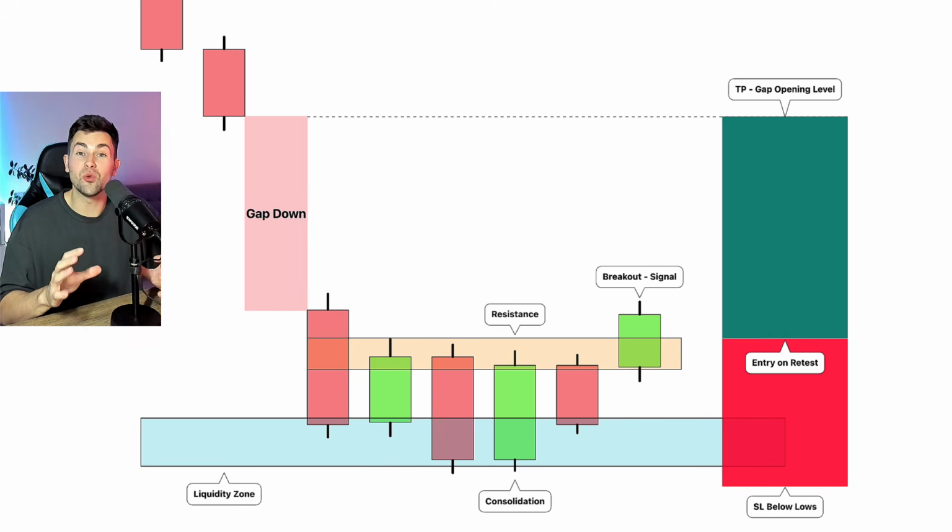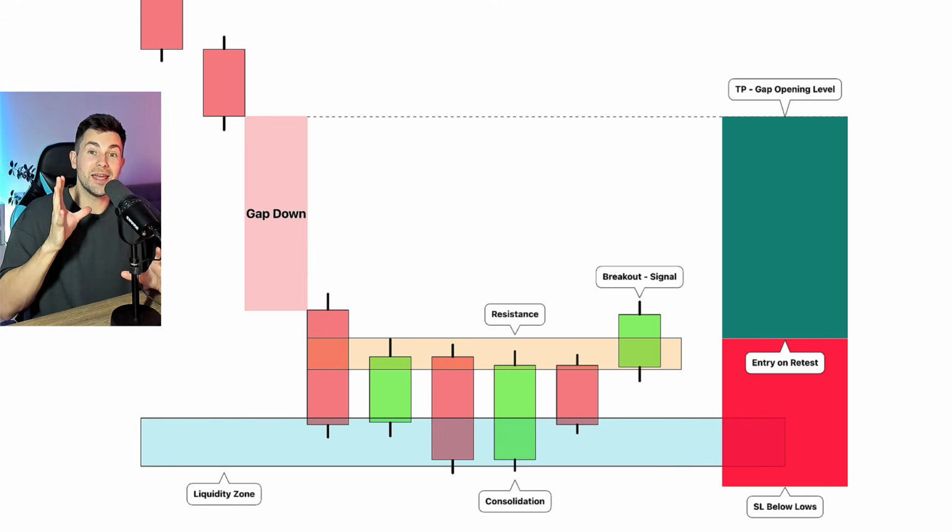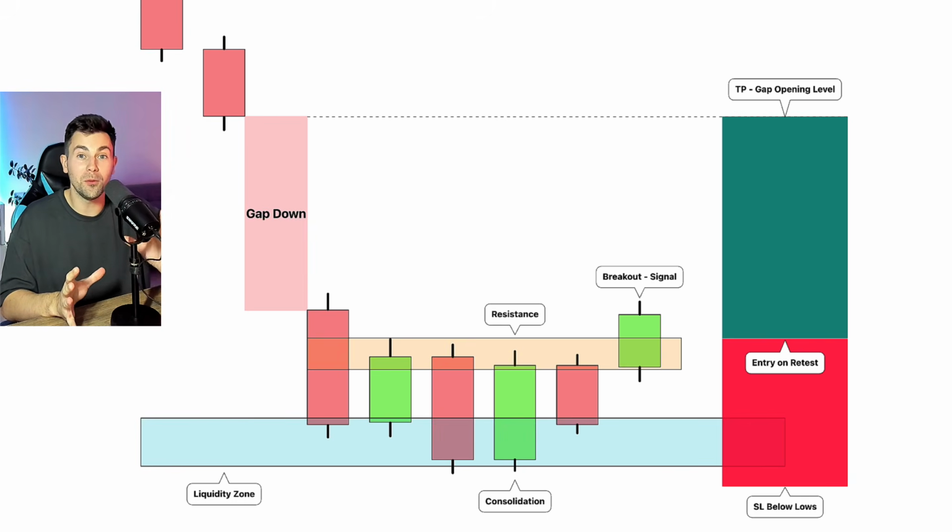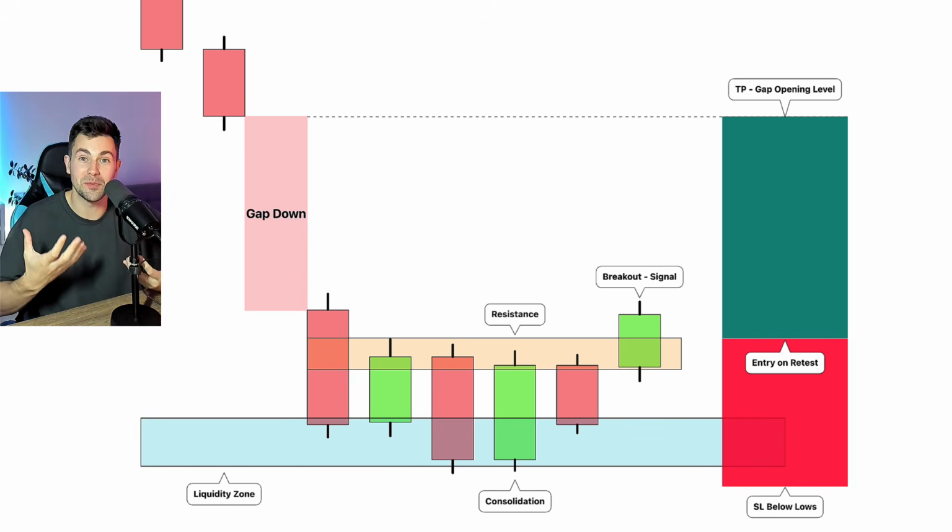Your signal that gold is ready to fill a gap down will be a bullish breakout of this resistance and a candle close above that. Open a buy trade immediately then, or set a buy limit order on a retest of a broken resistance. Set your stop loss below the lows of a consolidation and your take profit will be a couple of pips below a gap opening level.